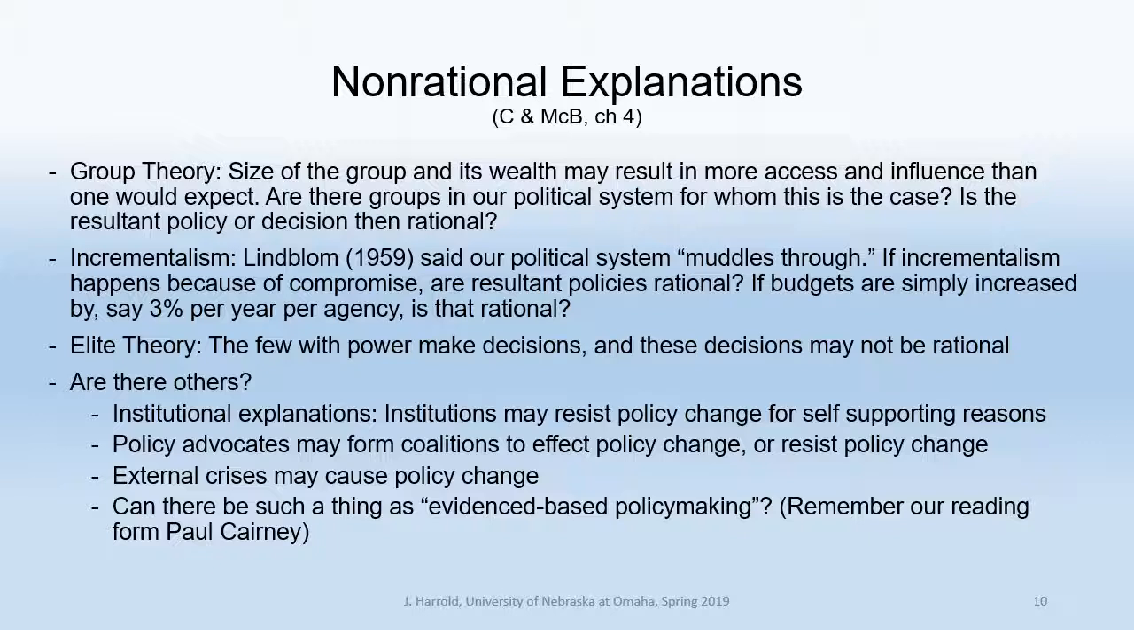And then there's elite theory, which is non-rational because it tells you that really just a few elites make the decisions, and so their decisions might not be rational, but they're the elites and they're in charge. That goes all the way back to Plato. This is why Plato argued that the best kind of government was aristocracy, because the elites really were smarter, and not only were they smarter, but they were also virtuous, and so they would produce the best results for the polis. So are there other kinds of non-rational explanations?